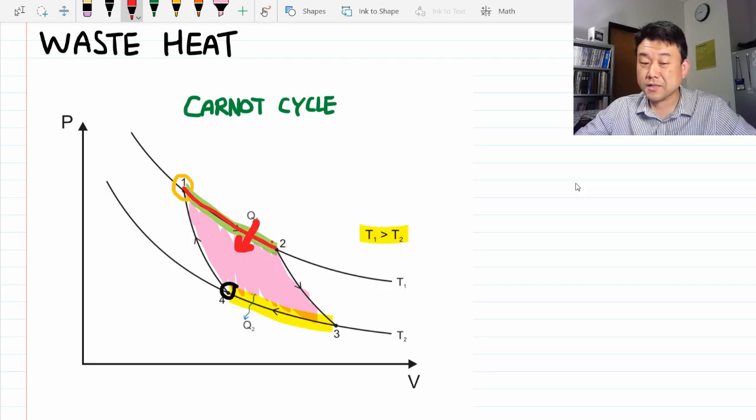But what you are seeing after this is, because you need to put the engine back into the state you found it, not all of that heat input goes into doing useful work. The work you have to do back on the engine, compressing it from 3 to 4, turns into this heat output along the isothermal curve from 3 to 4. And this is the waste heat.